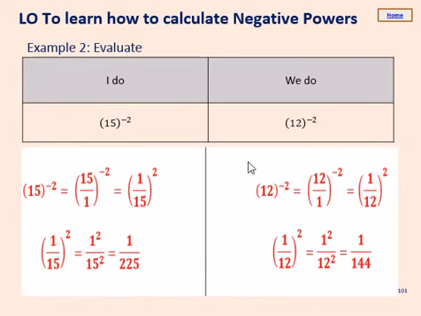Okay, so for the we do, you should have flipped 12 into 1 over 12 to the power of positive 2 instead of the negative 2. Square the top, square the bottom, and you get an answer of 1 over 144. Really well done if you got that right.